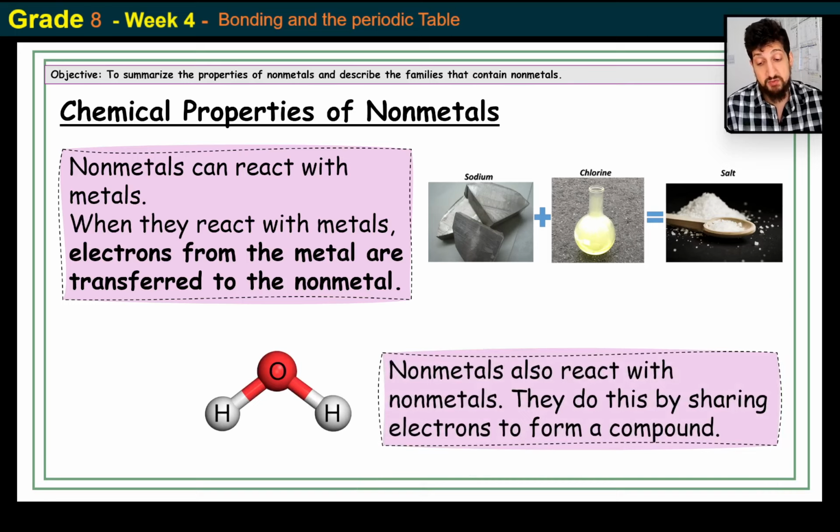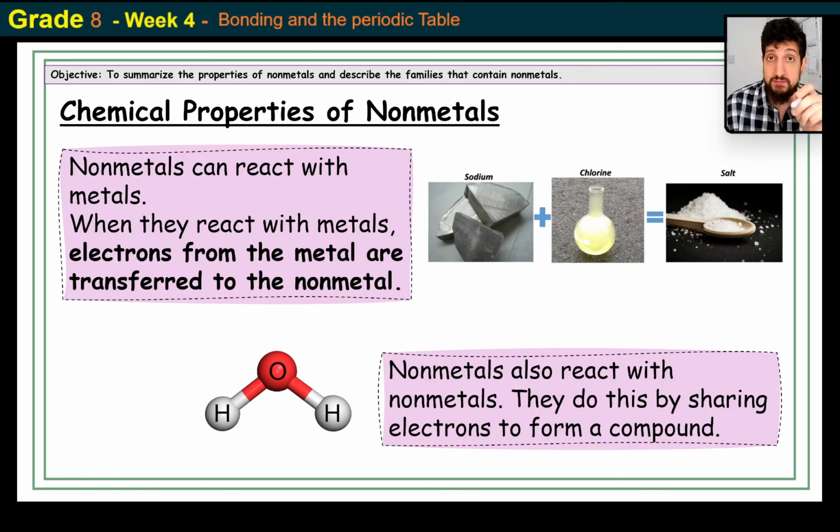Nonmetals also react with metals and other nonmetals. They do this by sharing electrons to form a compound. So metals don't react with other metals. You can mix metals together. For example, you can mix copper and tin and so on to make brass. That's actually how you make brass and other alloys like stainless steel. Stainless steel is iron and carbon in certain percentages, like 0.5% carbon and 99.5% iron, and a bit of chrome can give you stainless steel. Now, these are called alloys.